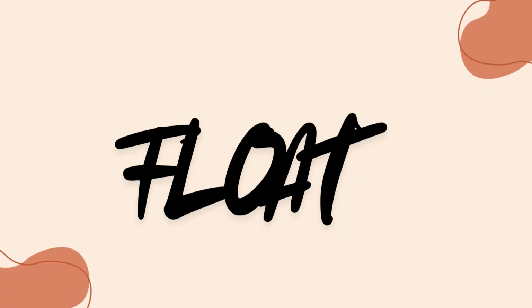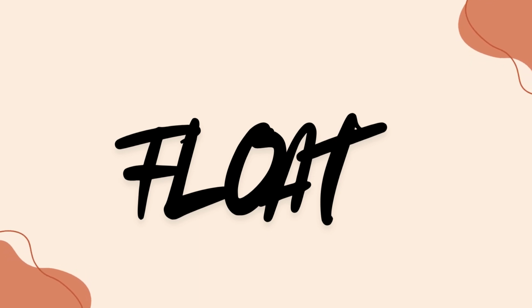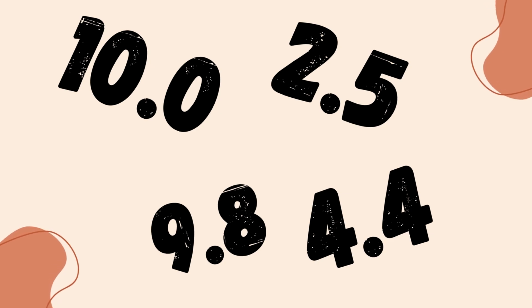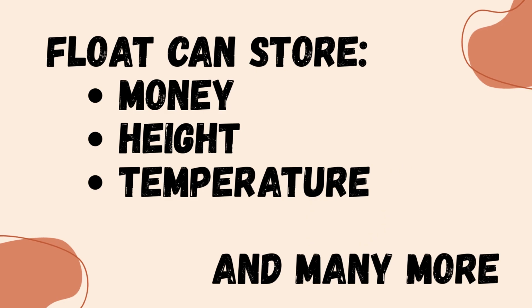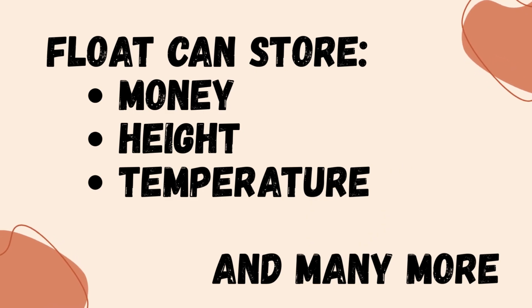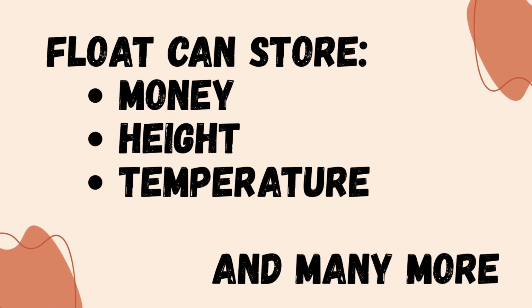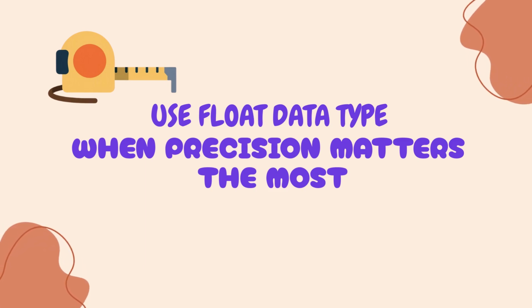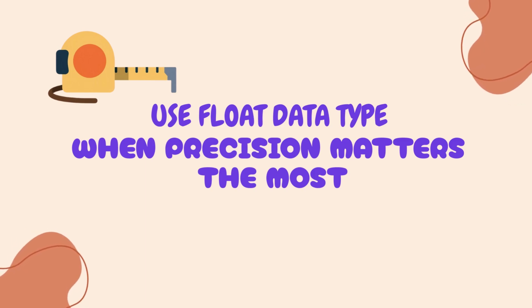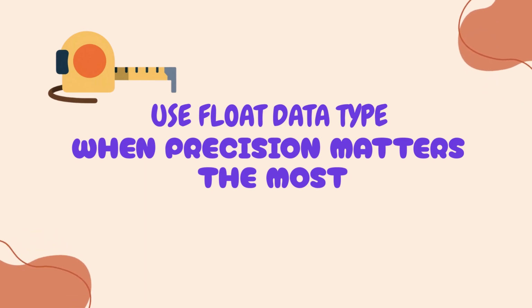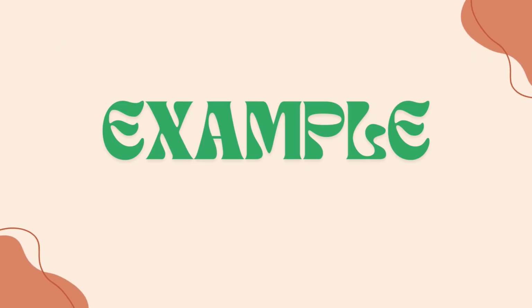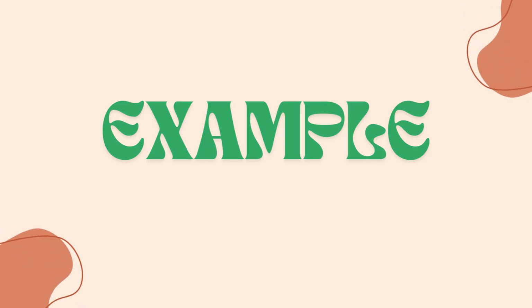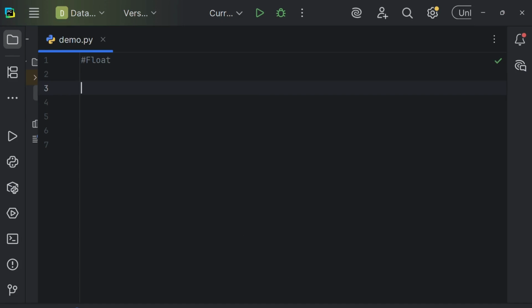The second data type is float. It is a decimal number. Floats are numbers with a decimal point. So it stores values like money, height, temperature, etc. So anytime you see a dot, Python says, this is definitely going to be a float. So use float when precision matters the most. Let's understand this float data type with an example.